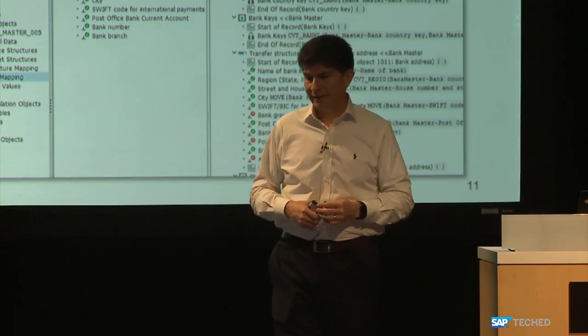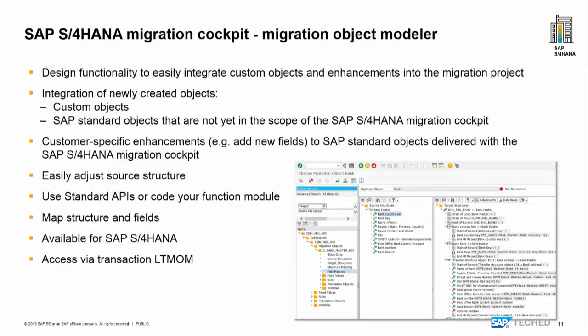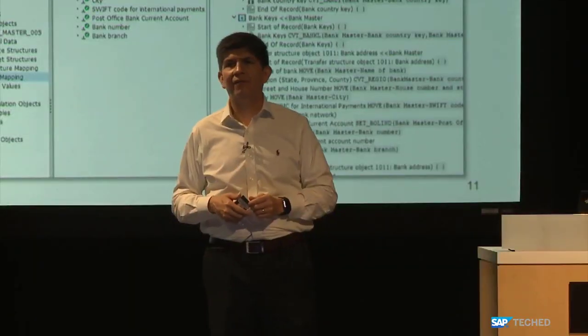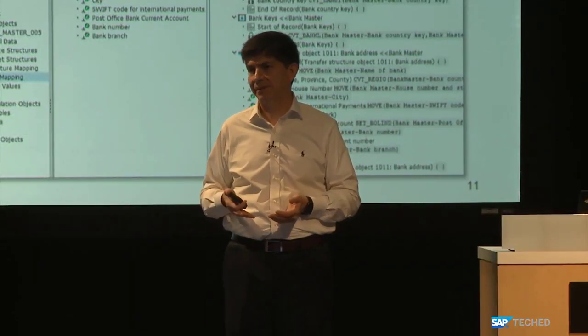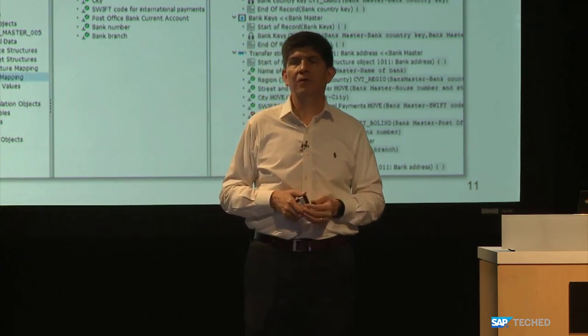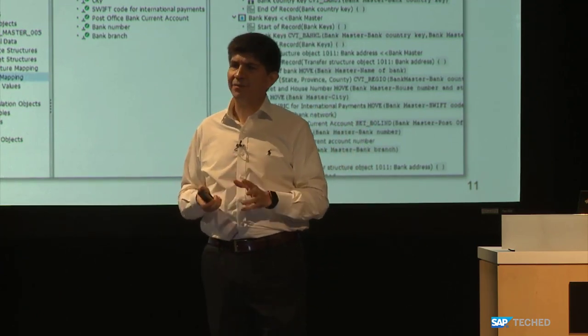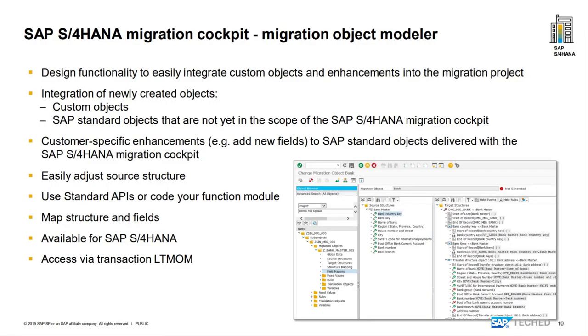Now, the topic that it's also important to cover is a tool that is specific to S4HANA on-premise, the SAP Migration Cockpit, and we call it the Migration Object Modeler. Similar to what I explained for S4HANA Cloud, in on-premise you might have a template that might not include all the standard fields that SAP has, or you might be looking to add custom fields into specific objects that you want to have.